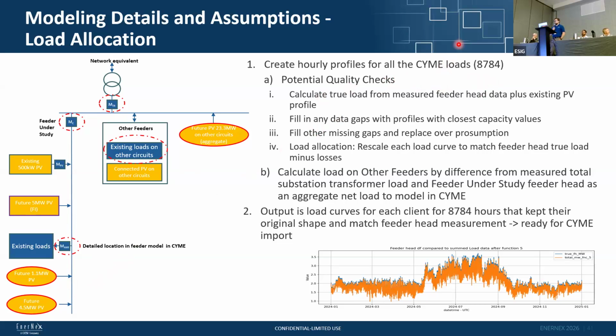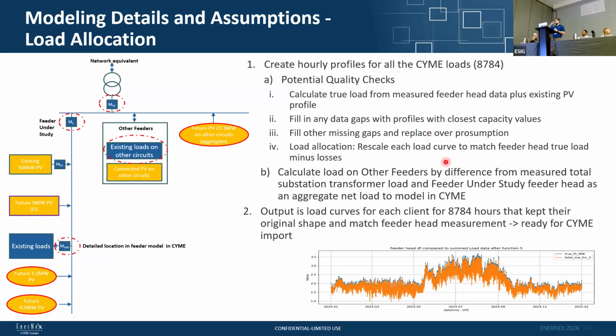And then, fill in any data gaps, missing values happen. So filling any gaps with closest capacity values, filling in missing gaps and replacing overconsumption. Some loads sometimes consume more than they should, which is erroneous data most of the time. So just making sure we clear those out of the data, just cleaning. A lot of these are data cleaning steps. And then the last step is load allocation.